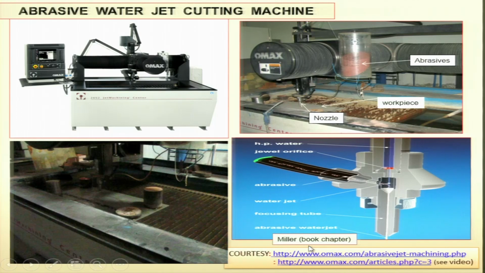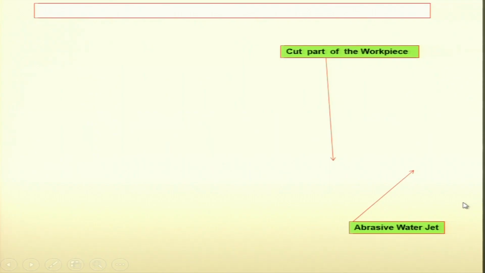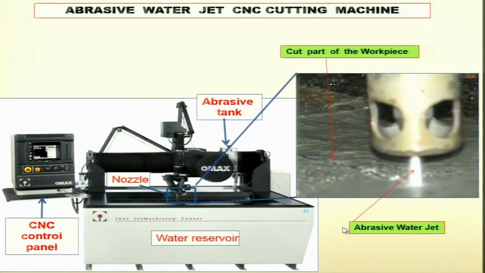This is taken from the book chapter of Miller. I had already given you the reference of this. Abrasive water jet CNC cutting machine. Here you feed the program, and then according to the program, the jet or the workpiece or both will keep moving to create the specified features in the program. So a CNC control panel is there, nozzle is there, and other features.